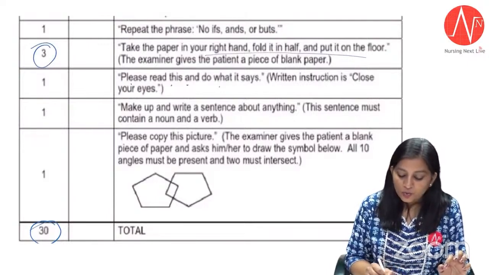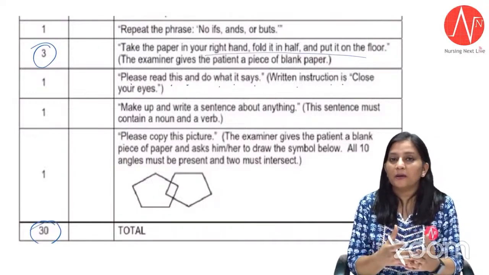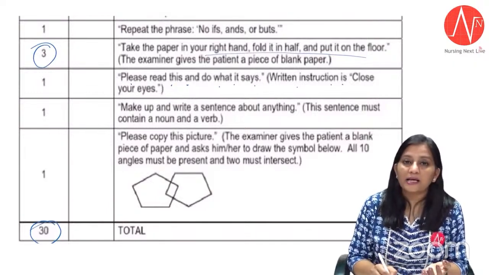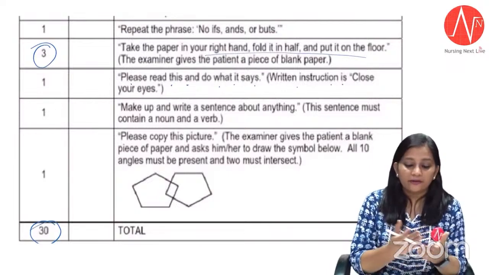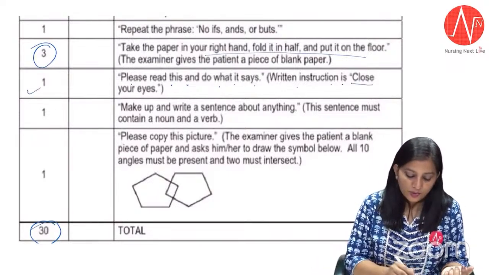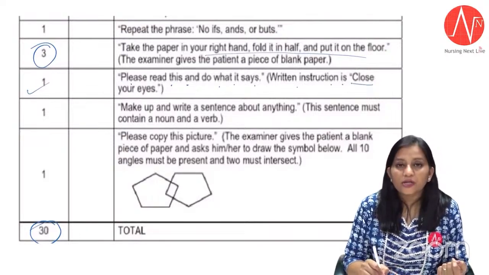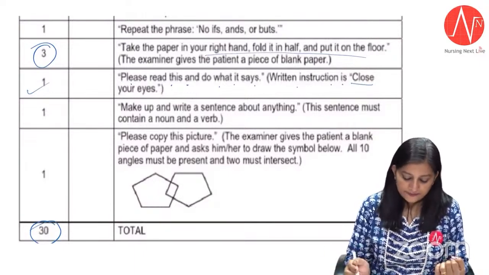Please read this and do what it says. The written instruction is close your eyes. You are giving a piece of paper to the patient. On that paper you have written close your eyes, and now you are instructing the patient, by handing over the paper, to read the instruction and follow it. If the patient has done that, then 1 score is given. Then, make up and write a sentence about anything. You are asking the patient to write a sentence about anything.